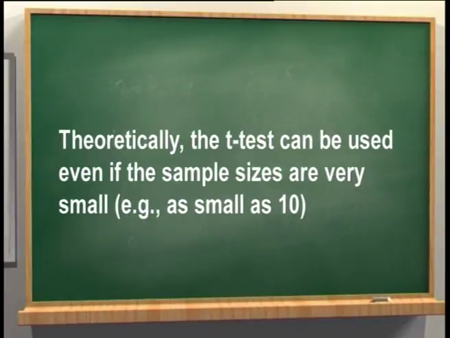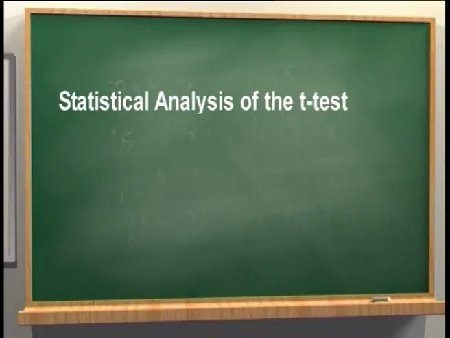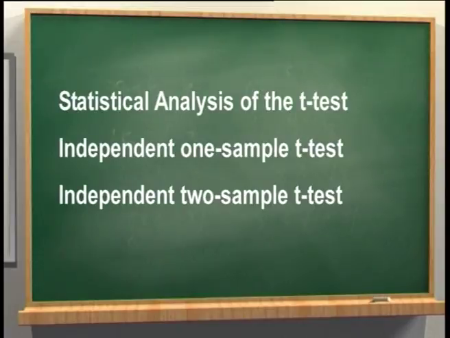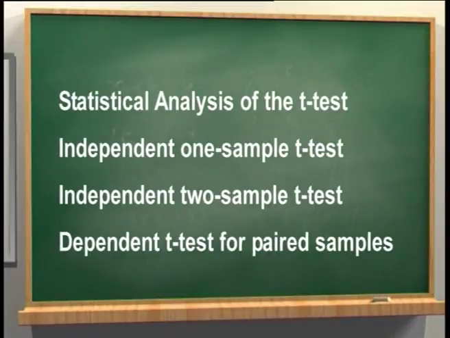Theoretically, the t-test can be used even if the sample sizes are very small, as small as 10, as long as the variables are normally distributed within each group and the variation of scores in the two groups is not reliably different. Let's look into the details. Statistical analysis of t-test: independent one sample t-test, independent two sample t-test, dependent t-test for paired samples.